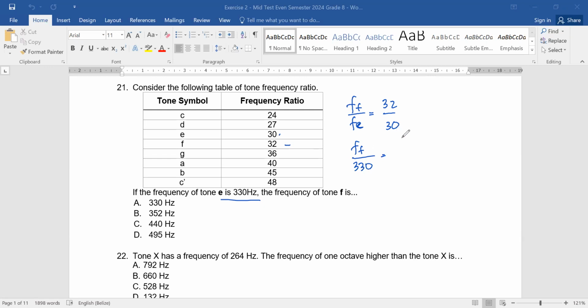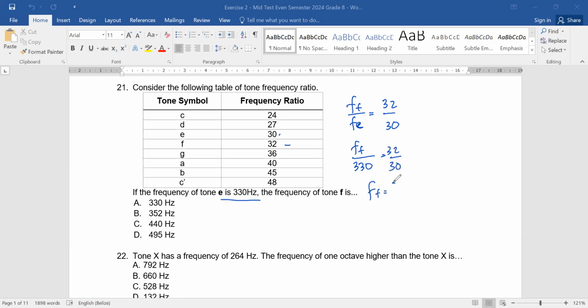If you want to simplify these numbers, you can just simplify this. So it's going to be 16 over 15, right? But if you don't want to, that's okay too. Because I think the number is going to be easier if we have 32 over 30, right?